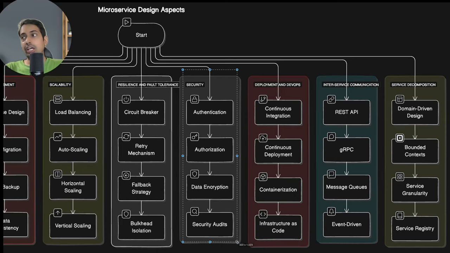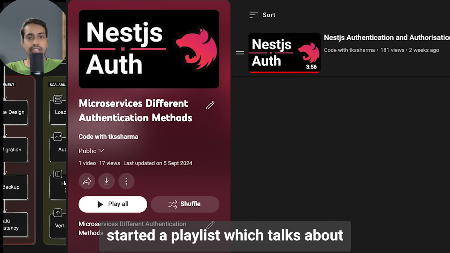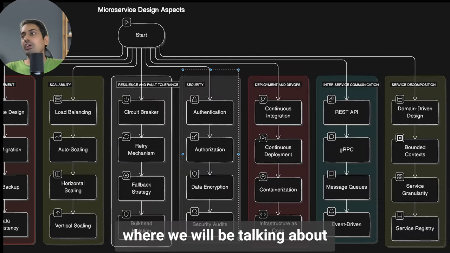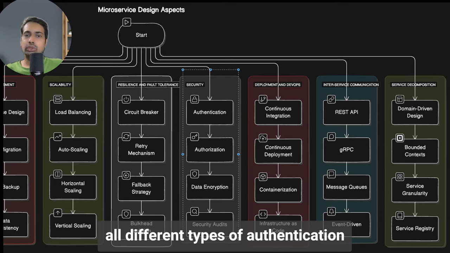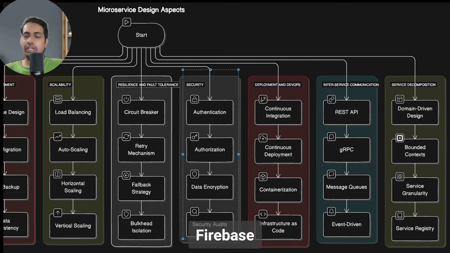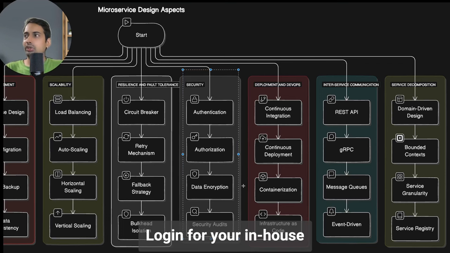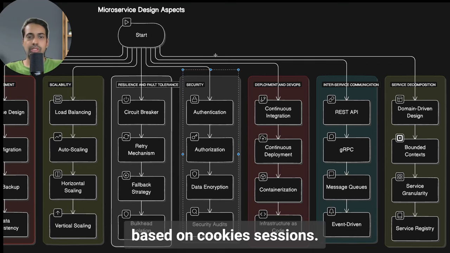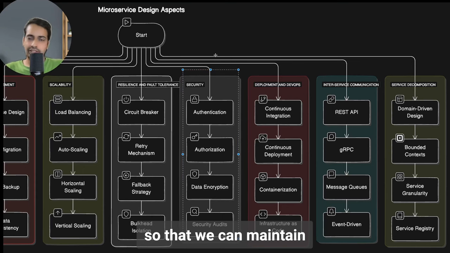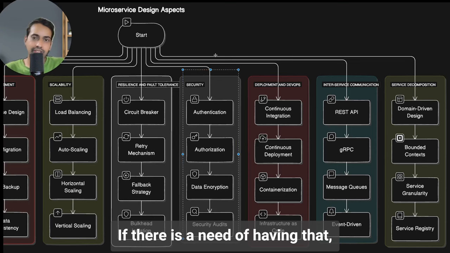Security. I have already started a playlist which talks about authentication and authorization. This is the one where we'll be talking about all different types of authentication and authorization for any microservice, either using an external tool like Auth0, Firebase, or social provider login, or your in-house approach based on cookies and sessions, storing the session in Redis so that we can maintain the state of the JWT token if there is a need for that.